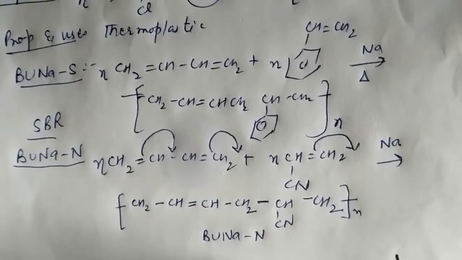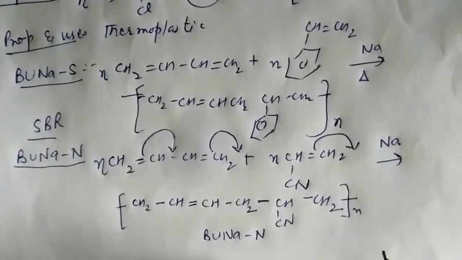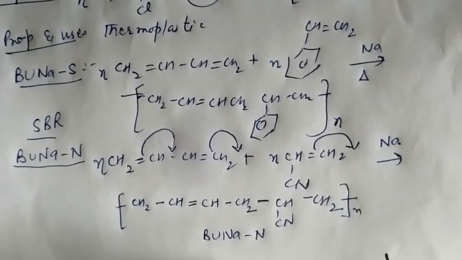Properties and uses of Buna-N. It is resistant to the action of petrol, lubricating oil and other solvents. So it is used in making oil seals and tank linings since it is inert towards the oil.